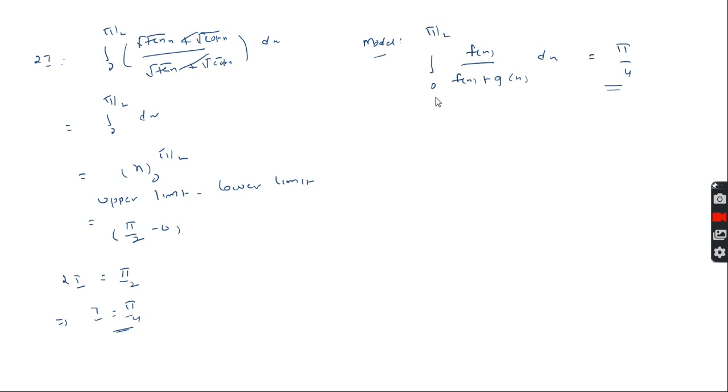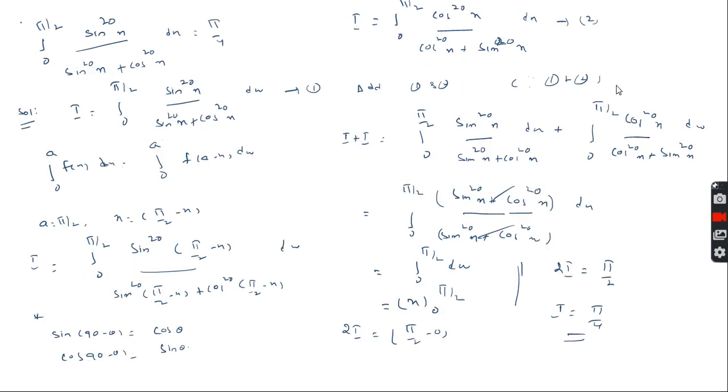So here, what is the model? The model is the integral from 0 to pi by 2 of f of x by f of x plus g of x, where both f of x terms are the same, into dx. The value is equal to pi by 4. Similarly, if we have the integral from 0 to pi by 2 of sin power 20 x by sin power 20 x plus cos power 20 x into dx, it is equal to pi by 4. It is the same; all these problems are the same.